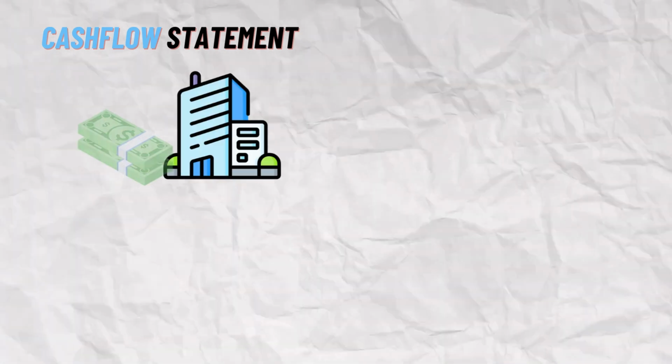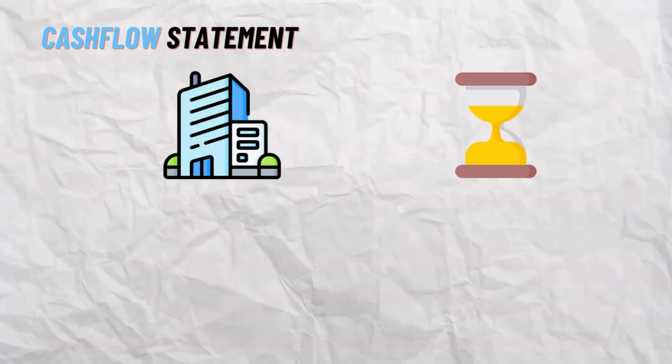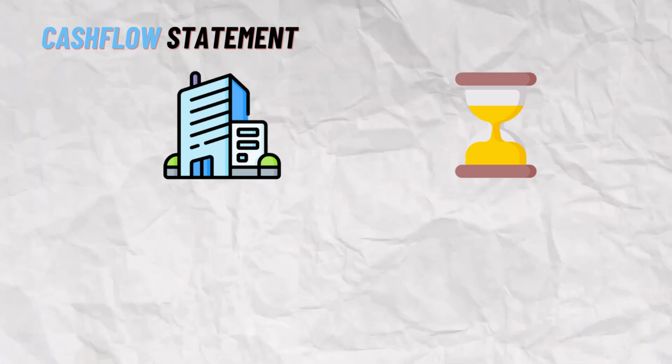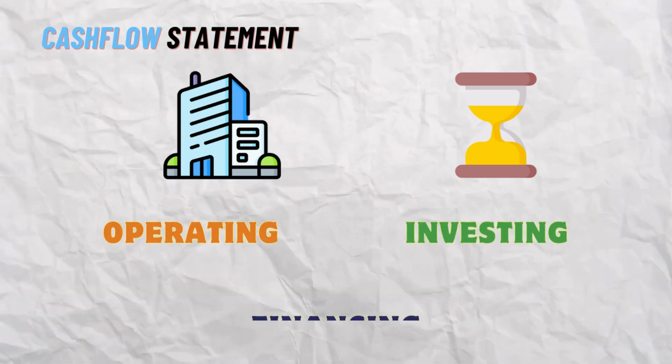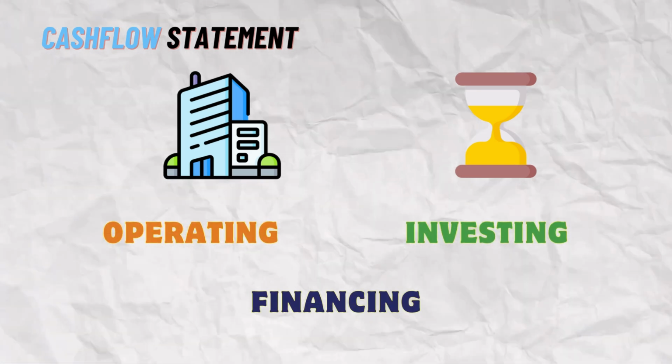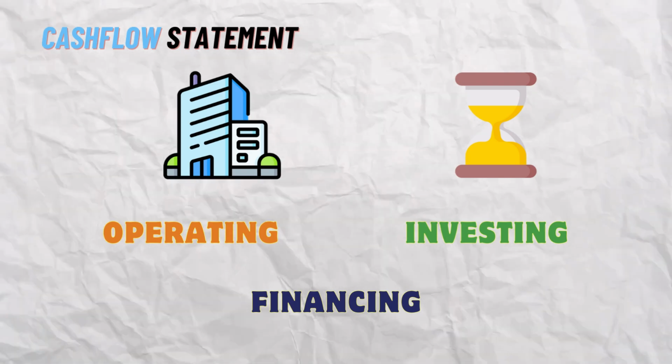Cash flow statement. This shows where a company's cash comes from and goes over a period. Cash flow statements are separated into operating, investing, and financing activities. It's like tracking the company's flow of cash in and out. Today, we are going to learn about the balance sheet.